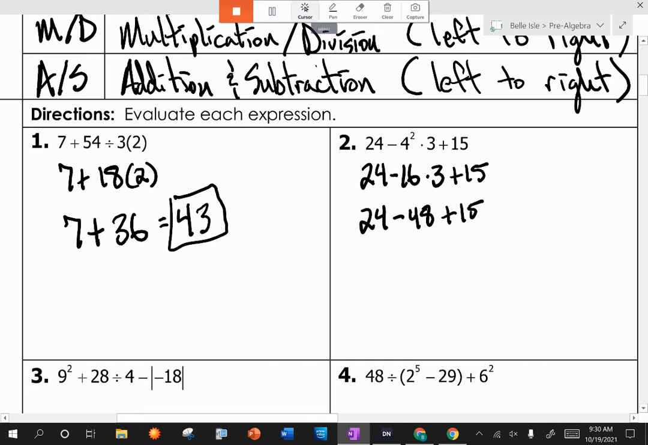48. At least he tried. I did try. I was thinking about it in my head. 24 minus 48 plus 15. What's 24 minus 48? Negative 24, right? Oh, yeah. Okay. Plus 15. It's going to equal 9. Yep.